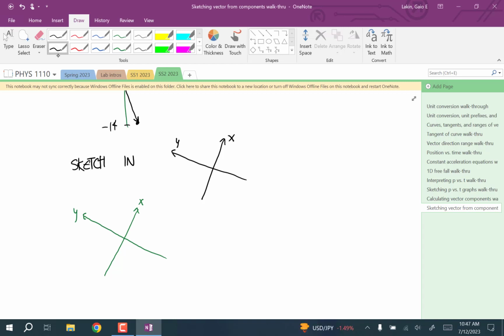Okay, so just like we did before, it's basically the same as the old one. You just have to turn your head a little. But we go out to an x value of +3, and then we go down to a y value of -14, and then we plot that point. And then the vector is the vector that goes from its tail at the origin to its head at this point.